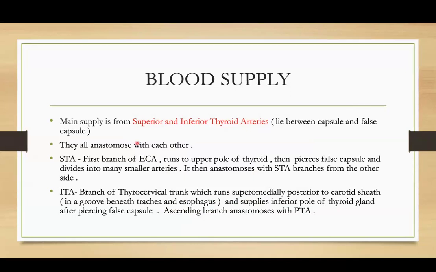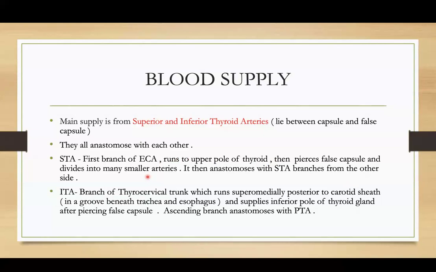The first one, the superior thyroid artery, is the first branch of the external carotid artery, the ECA. And the diagram will make it more clear. It runs to the upper pole of the thyroid, so it supplies the upper part, which is evident by the name. Then it pierces the false capsule and divides into many smaller arteries. It then anastomoses with STA branches from the other side. So the right superior thyroid and the left superior thyroid will give branches that anastomose with each other.